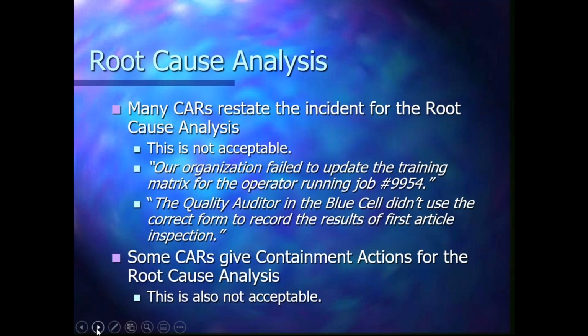Or the quality auditor in the blue cell didn't use the correct form to record the results of first article inspection. Again, we know this. We told you this when we wrote you the finding. Why is that the case? Another pitfall, although not as common, is that some corrective action reports will repeat the containment for the root cause. And this is also not acceptable.